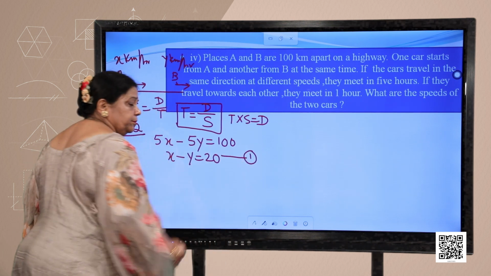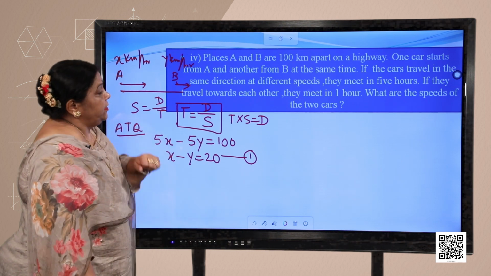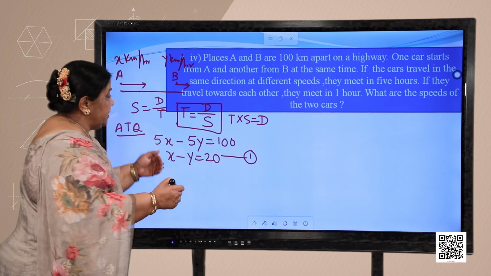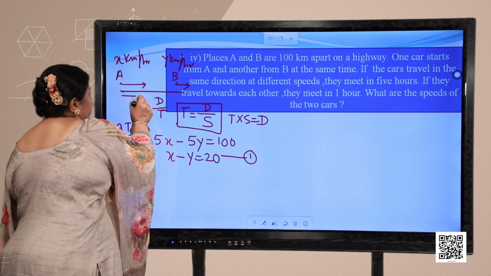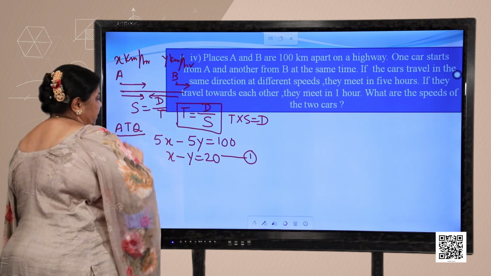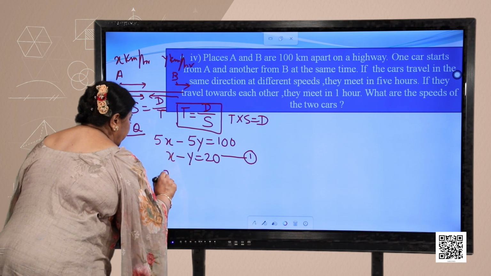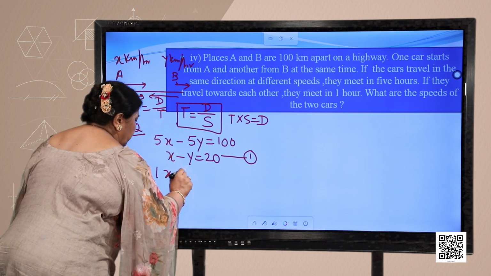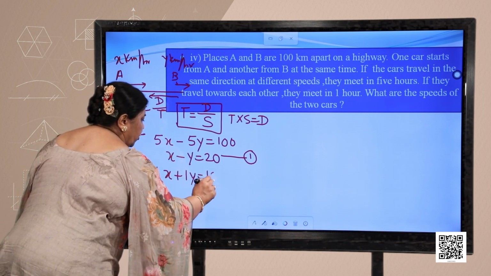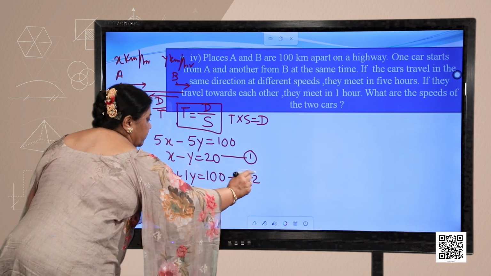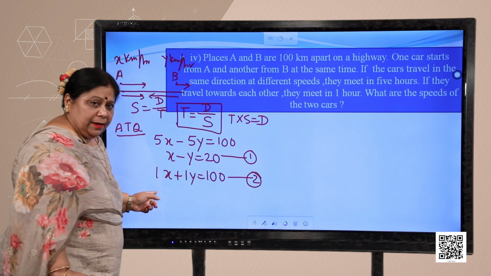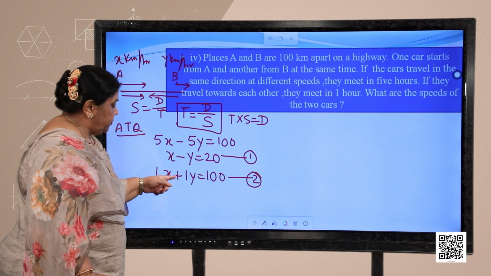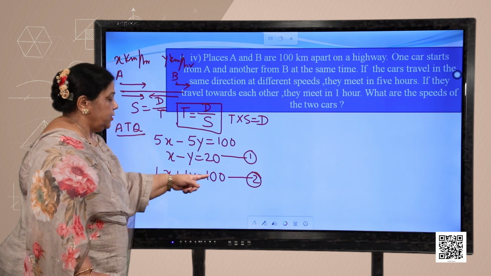Is it clear? Now, the second condition, if they travel towards each other, they will meet early, right? So, what is the second condition? 1 into x plus 1 into y is equal to 100. 1 is the time multiplied by speed, plus 1 into speed of B is equal to 100.